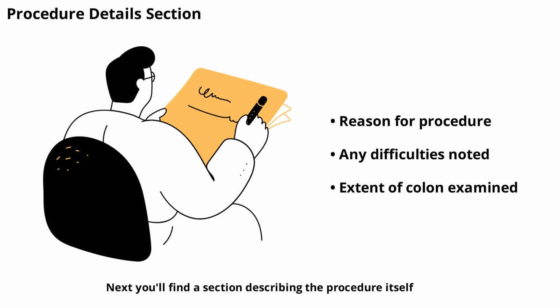Next, you'll find a section describing the procedure itself. This includes the reason for the colonoscopy, such as screening or investigating symptoms, and any special notes about the process. It may mention if the colon was fully visualized or if there were any difficulties during the exam. Understanding this context helps you interpret the findings that follow.